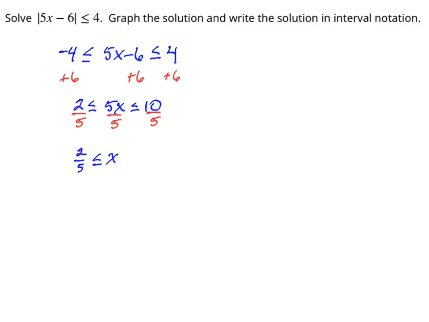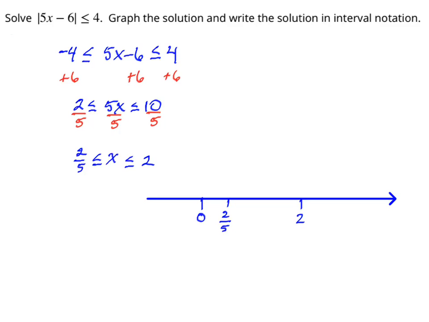And we get x greater than or equal to 2/5 and also less than or equal to 2. So x is in between 2/5 and 2. Because of the greater than or equal to and the less than or equal to, x could be equal to 2 and it could be equal to 2/5. So let's draw that solution set on the number line.